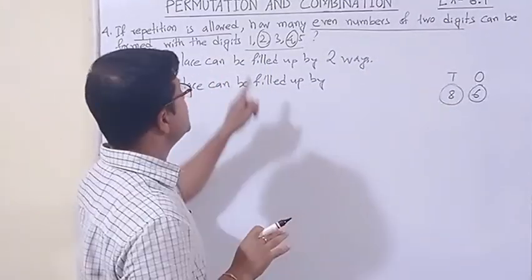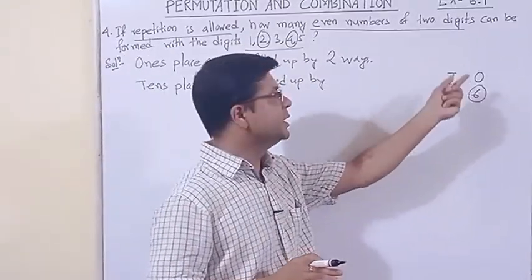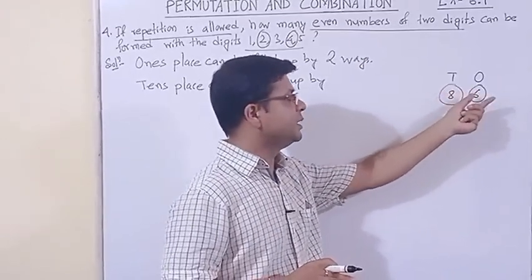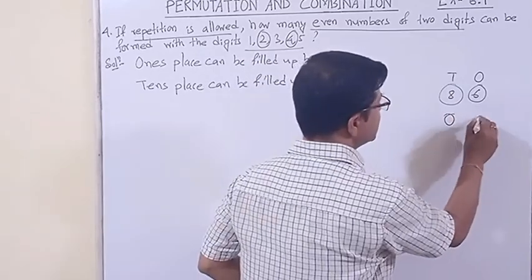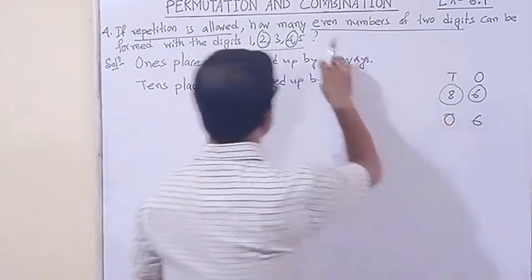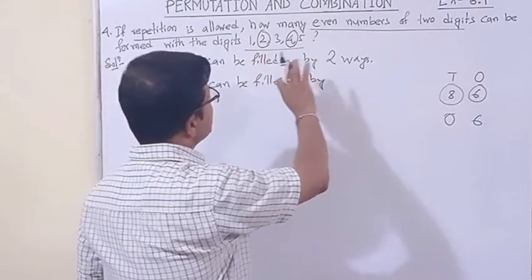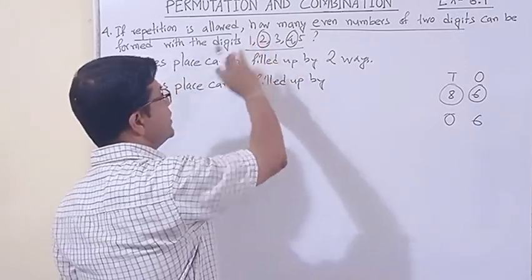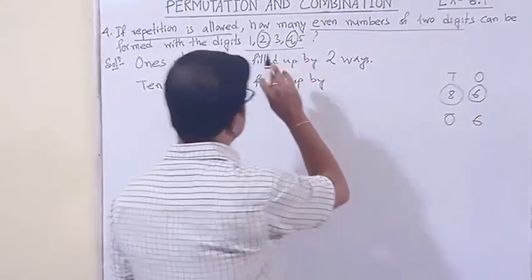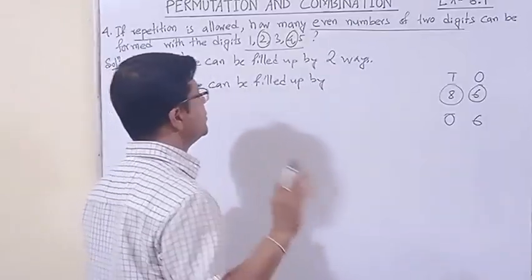Only you have to be careful if 0 is given. If 0 is given, then the tens place cannot be filled up with the digit 0, because if you put 0, suppose 06, it is not a 2-digit number. This is a 1-digit number. Here 0 is not given, so easily we can do. But in some questions 0 will be given. So in those types of questions, you have to be careful. Whenever 0 is given, do not consider 0 in the tens place. This is my request to all of you.